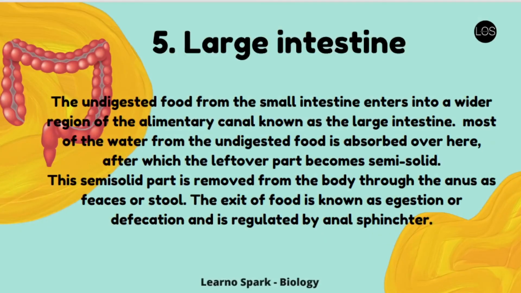Now the last part of alimentary canal is large intestine. The undigested food from the small intestine enters into the wider region of alimentary canal, that is large intestine. Here most of the water from the undigested food is absorbed, and after the absorption of water, the leftover part becomes semi-solid. This semi-solid part is removed from the body through anus in the form of feces or stool.